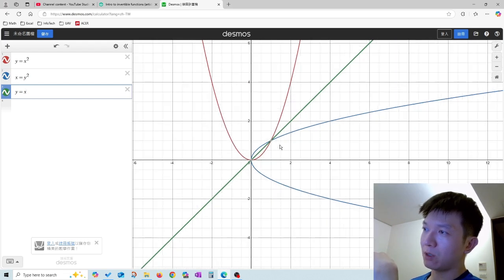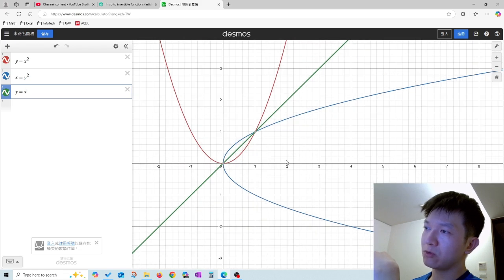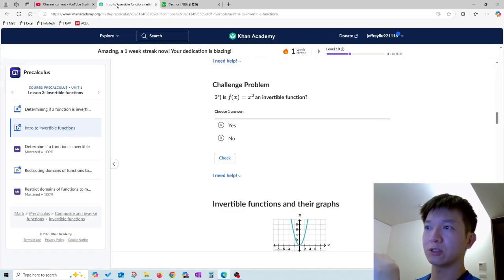But when you see here, question 2, it has 2 answers. It points to 2 y's. So this blue line is not a function. Okay, it's not a function. So no. Check.